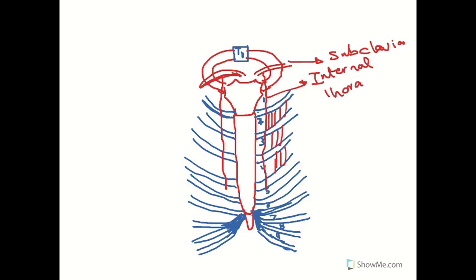The internal thoracic artery divides behind the costal cartilage of rib number 7 into the musculophrenic and superior epigastric arteries. So this is the musculophrenic artery, and this is the superior epigastric.